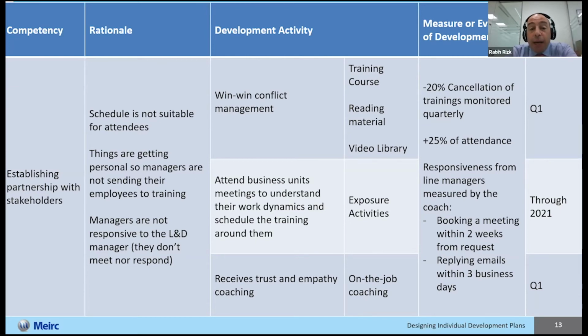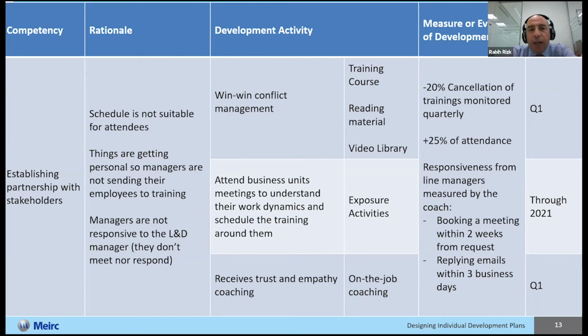And the third and complementary development activity would be receiving coaching on trust and empathy on the job from an assigned coach, because the only way to re-establish responsiveness from line management is by showing empathy and developing a trust-based relationship. So these are the activities. Certainly, the coach will be able to draft a coaching plan and insert it in the development log of the employee.